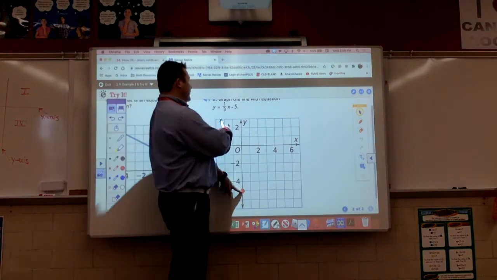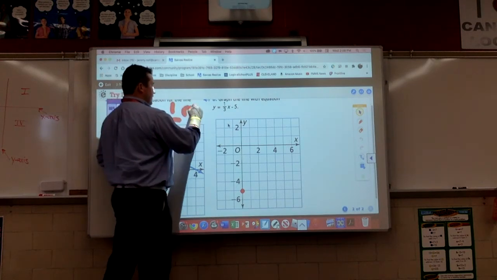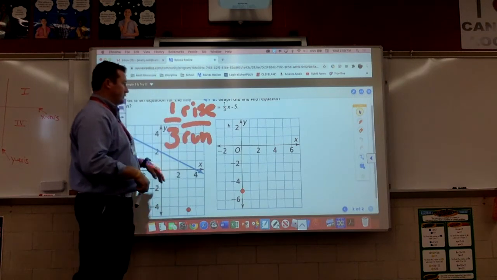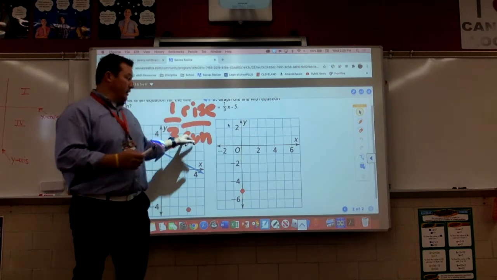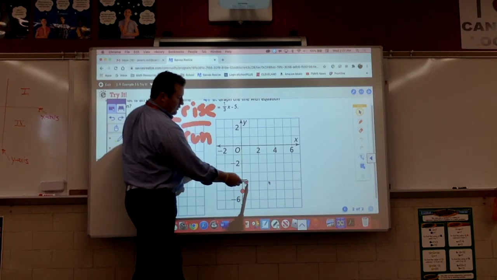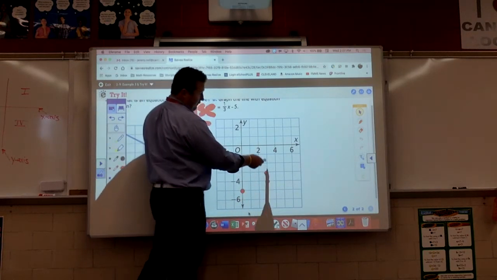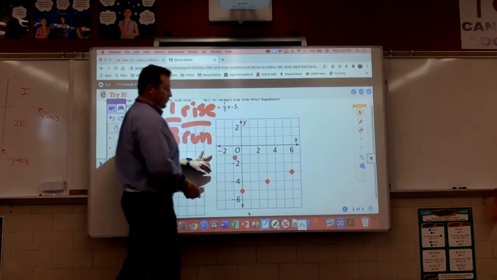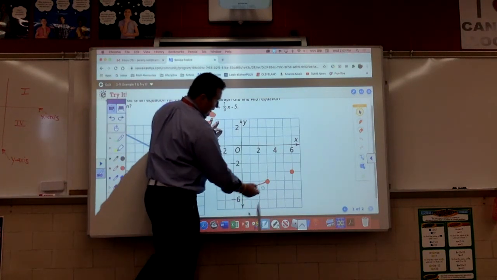We start here. Use your slope. So this was 1/3. This is my rise. This is my run. So I'm going to rise 1, run 3. From this point, rise 1, run 1, 2, 3. If you want to keep going, because my graph has room, I can rise another 1, run 1, 2, 3.